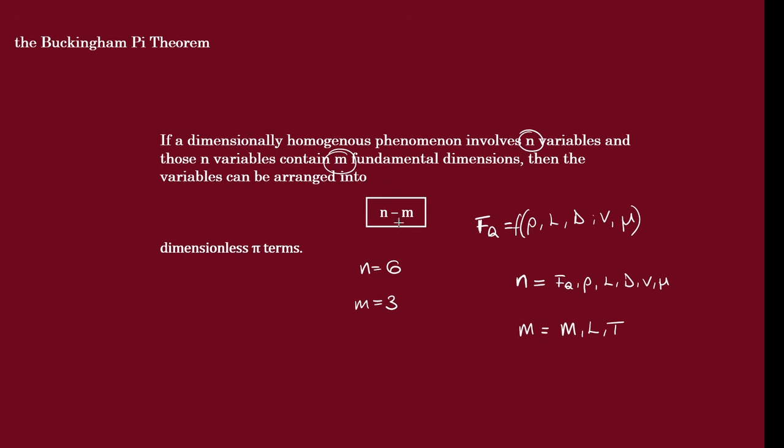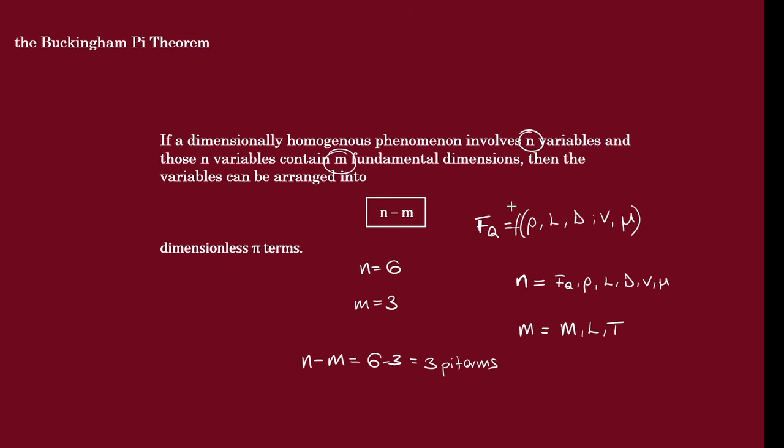So n is 6, m is 3. Then we're going to have n minus m, so it's 6 minus 3, pi terms equals 3. So that means from our problem setup here, we are going to have a total of three combinations of variables that are going to have no dimensions. So that's the advantage. This is the bedrock on which Buckingham Pi is laid.